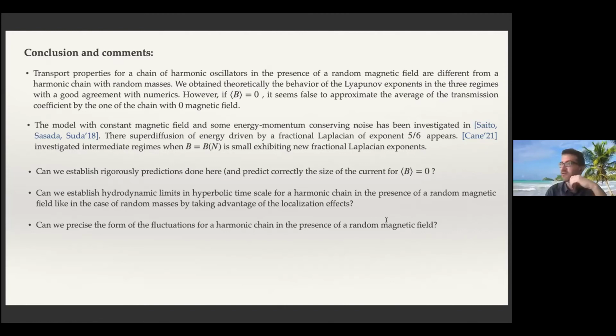And related to the first part of my talk, it would also be interesting to ask whether it is possible to establish hydrodynamic limits in hyperbolic timescale for a harmonic chain in the presence of a random magnetic field without any noise, just the noise coming from the random magnetic field. Can we do it similarly to what we did with François and Stefano? And a similar question to the one I mentioned in the first part of my talk: what is the form of the fluctuations? In this case, are they given by this fractional Laplacian with exponent 5/6?